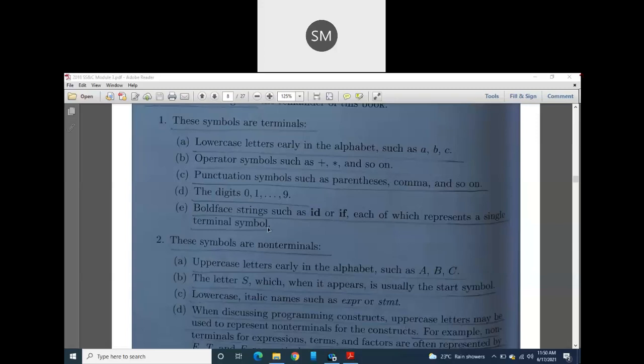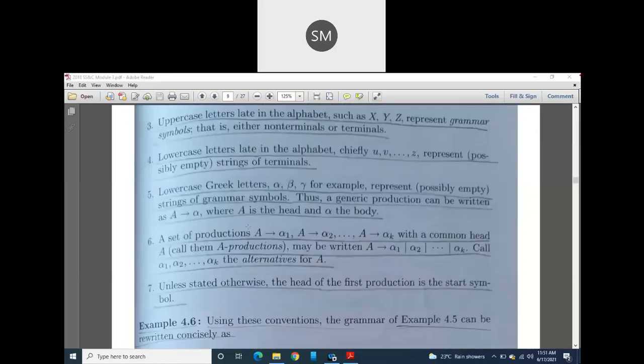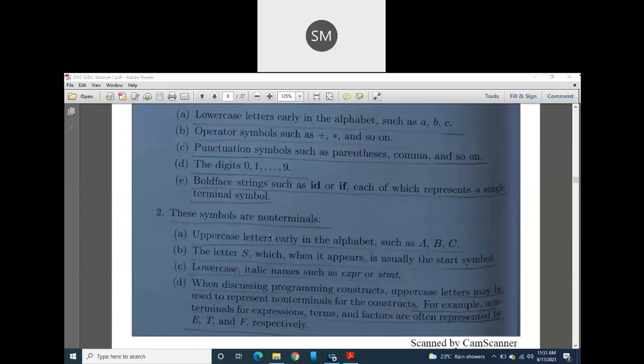And some keywords which are written in bold letters, in this book I am telling, but some strings which are written in bold letters, they also represent terminal symbols. Clear? Now how exactly will non-terminals look? Non-terminals will look like starting alphabets again, but in uppercase. Starting uppercase alphabets are going to represent non-terminals, and particularly, the first production in your grammar contains the LHS as the start symbol, correct? Our start symbol is also a non-terminal. That non-terminal is represented as a capital S, to indicate it as the start symbol.